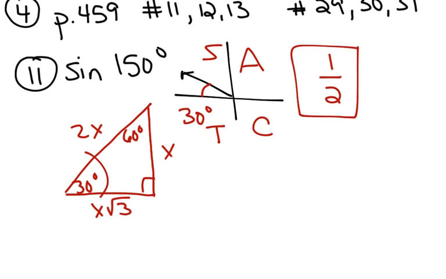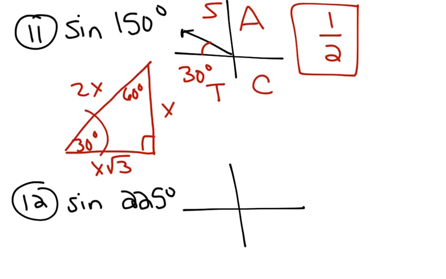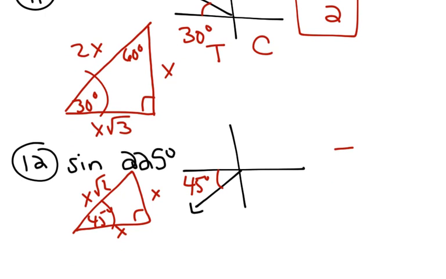Well, now let's try that again. In number 12, they want you to find the sine of 225. 225 is in the third quadrant, which means the answer is going to be negative. Its reference angle is 45. So in a 45, 45, 90 triangle, we know that the sine is 1 over the square root of 2.